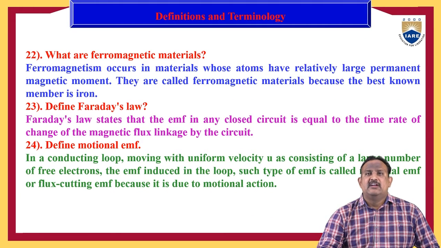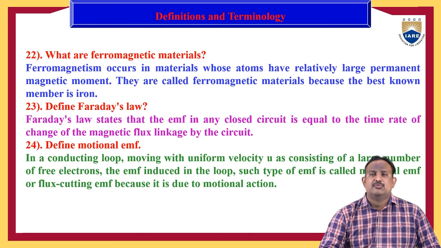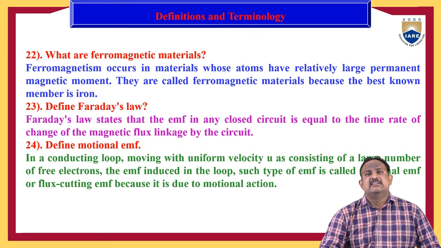Next, what are ferromagnetic materials? Ferromagnetism occurs in materials whose atoms have relatively large permanent magnetic moments. They are called ferromagnetic materials because the best known member is iron. So these materials are known as ferromagnetic materials.